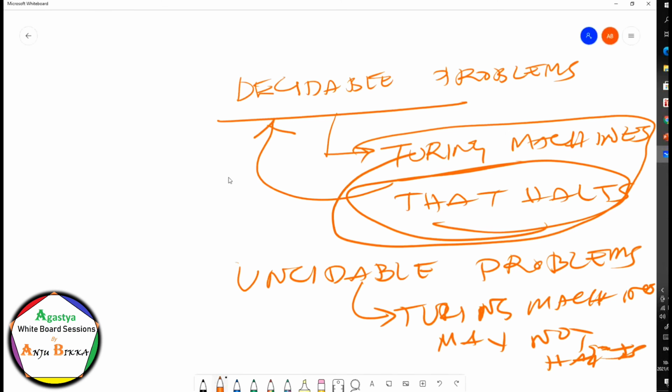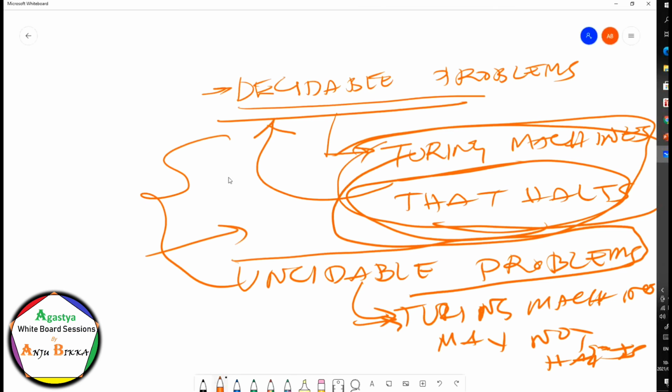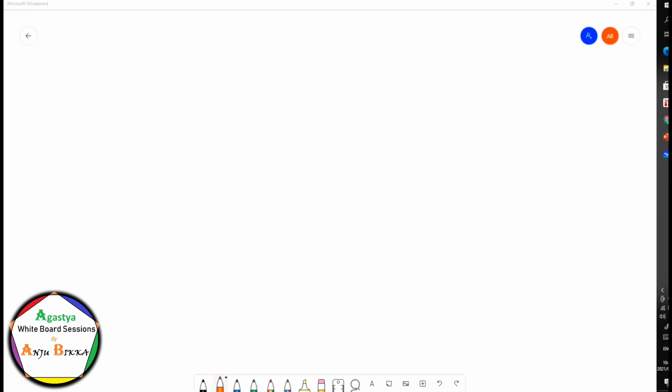What is the meaning of halting? Don't worry about this one. We are just giving an overview of what we are going through. Once we are done with pushdown automata, we are going to discuss decidable problems, the corresponding Turing machines that halt, and undecidable problems, where the Turing machine may not halt. That is very important. In a nutshell, what we are going to elaborate in this course is this hierarchy, also called the Chomsky hierarchy.